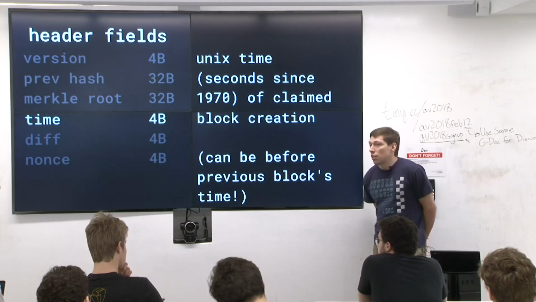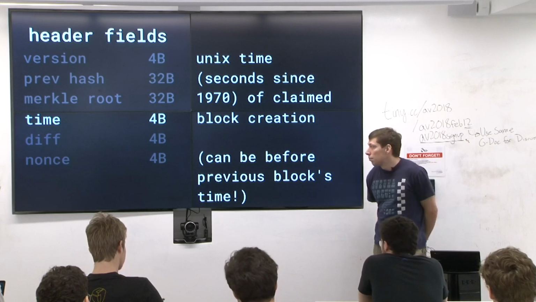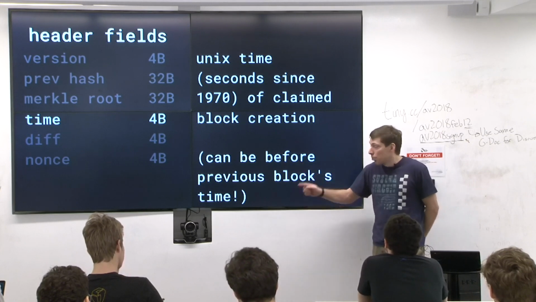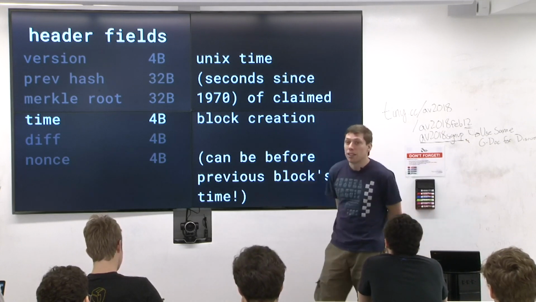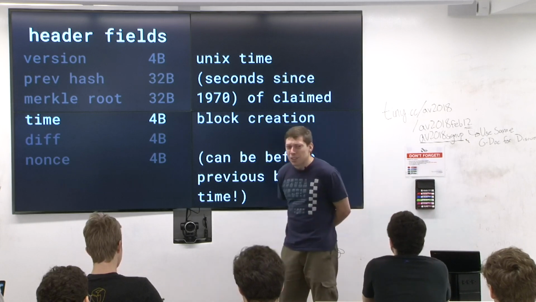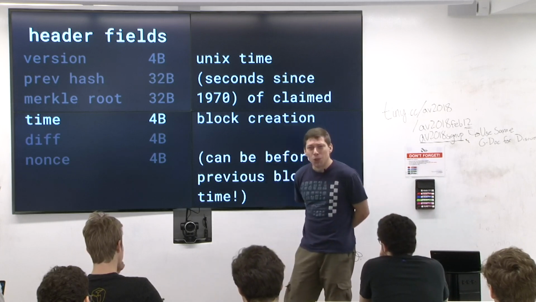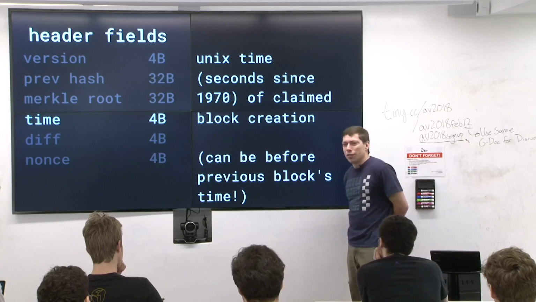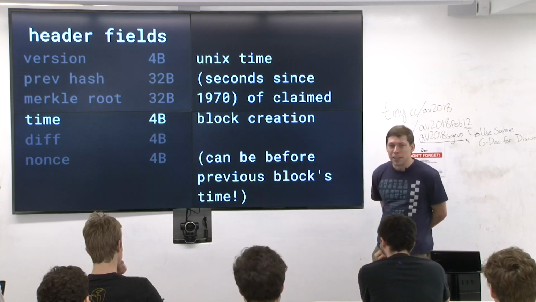They can be off by minutes. It can be before the previous block's time, and that's okay. It seems intuitively like, well, that should just be a rule, and it would have been cool if it was a rule and made things simpler from the beginning.